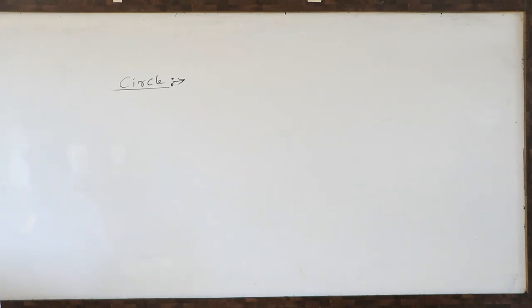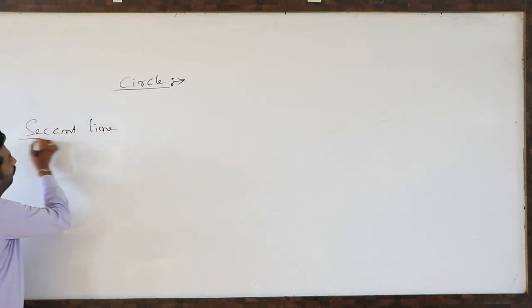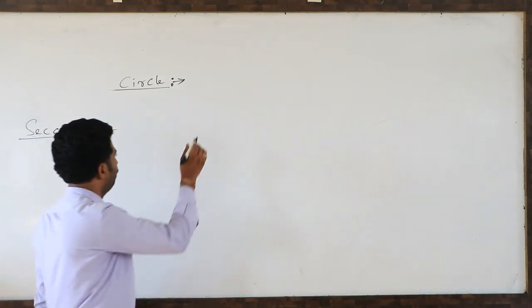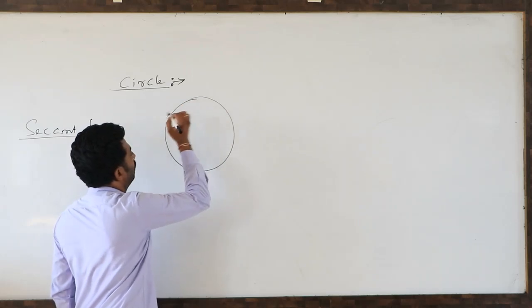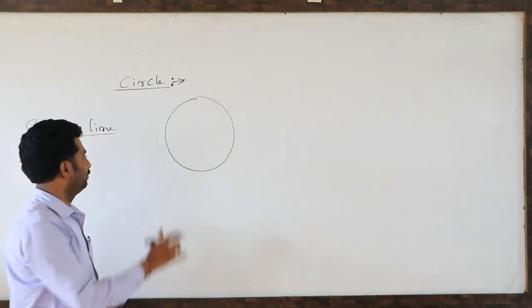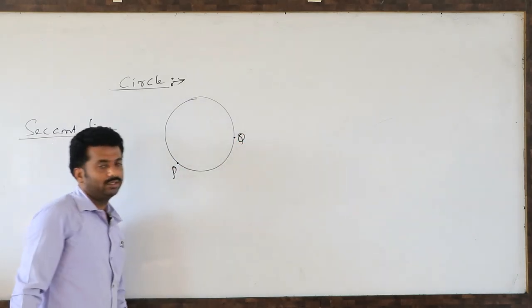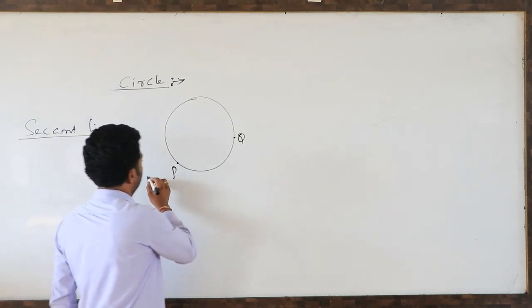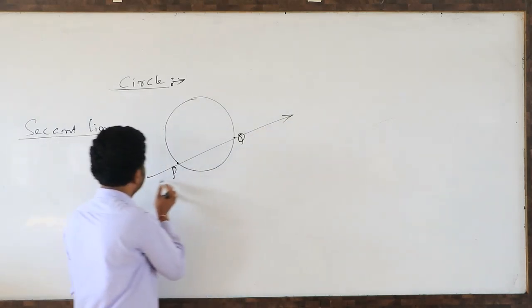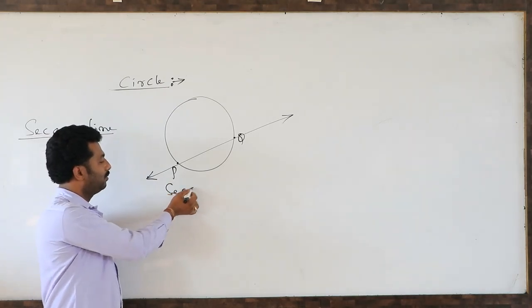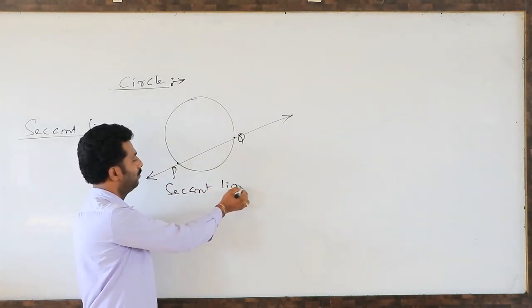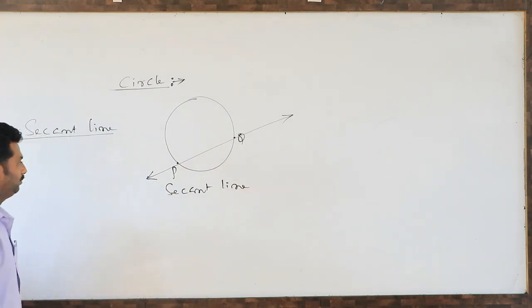Next concept we will see. What is a secant line? You observe. Suppose this is a circle. So two distinct points on the circle we are assuming, that is P and Q. The line passing through P and Q is called a secant line. This is called a secant line.